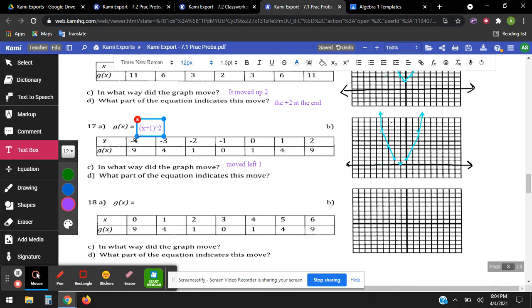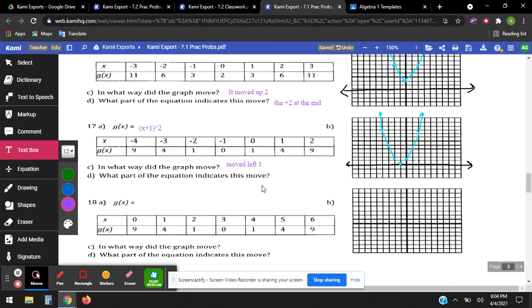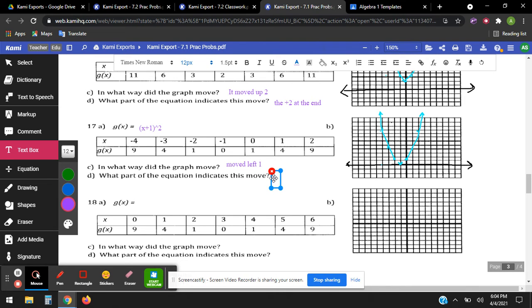So let's look at this. If I take 4 squared, that'd be 16, right? -4 squared is 16, but I had to get down to 9. But if I do -4 plus 1, that's -3 squared, that's 9. -2 squared, 4. -1 squared, 1. So that does work. So what part of the equation indicates this move? The plus 1 in the parentheses.